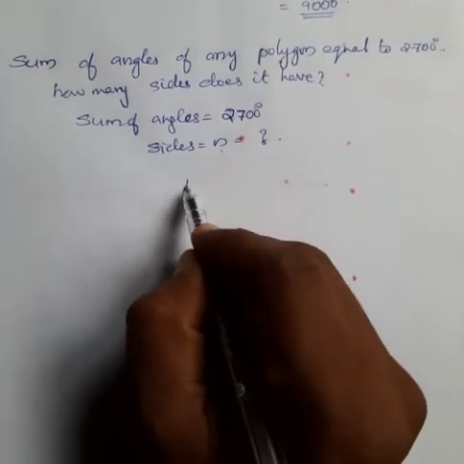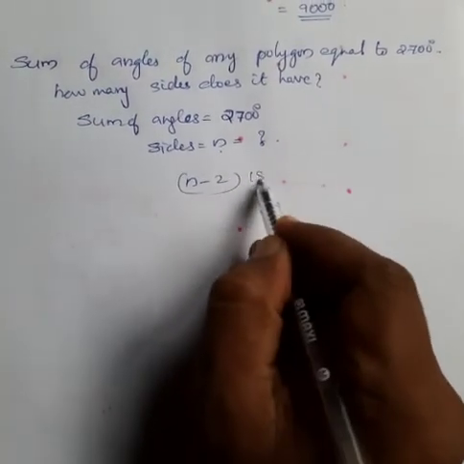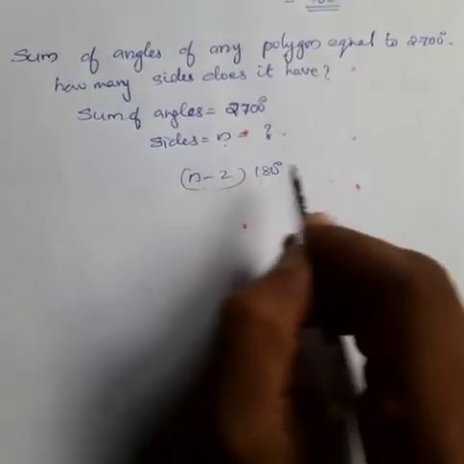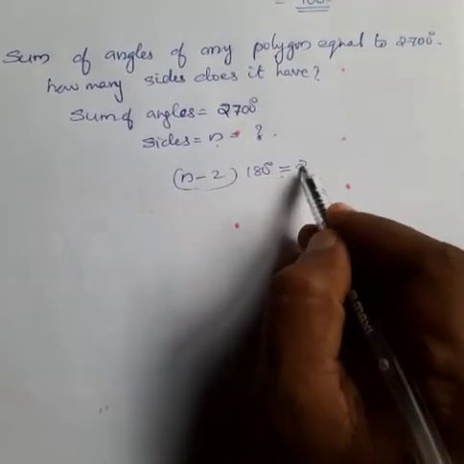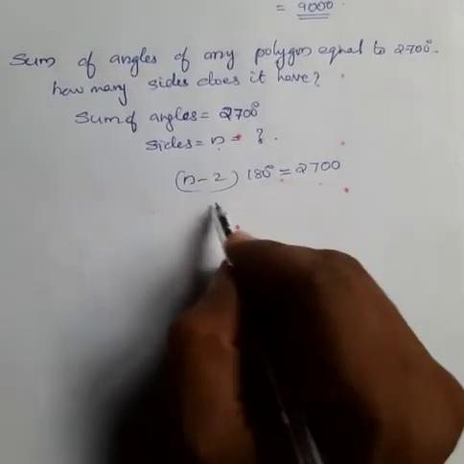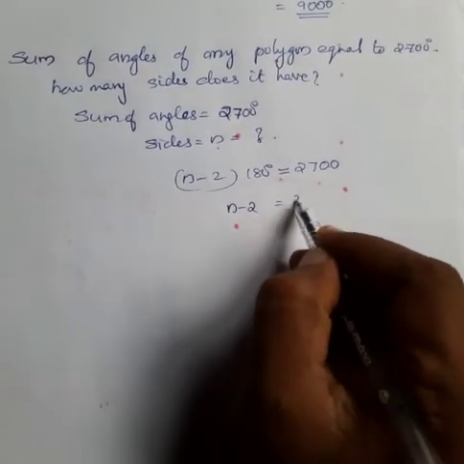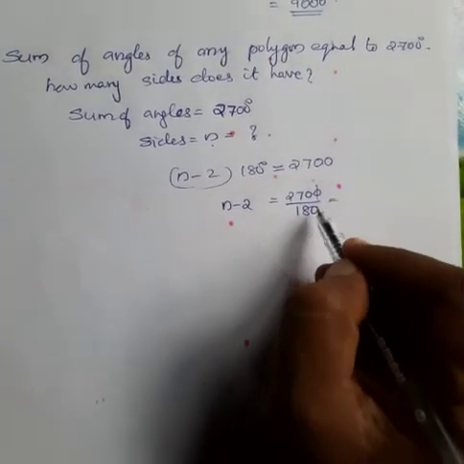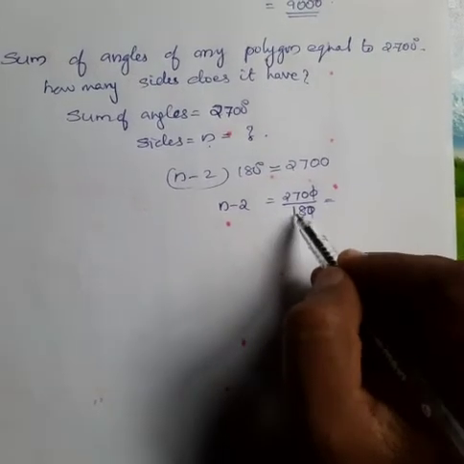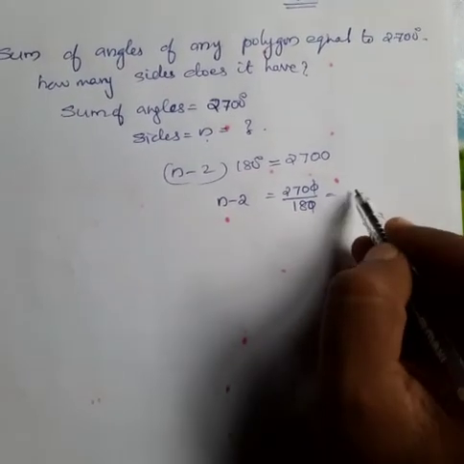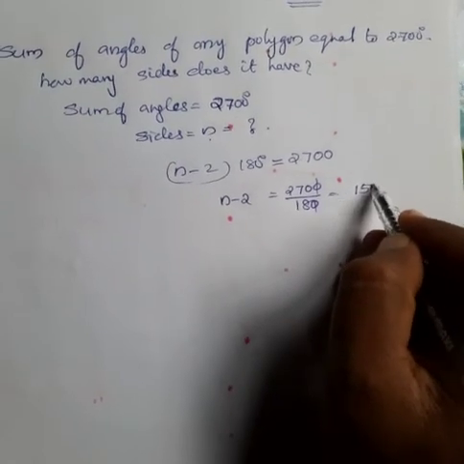So what is the common equation? N minus 2 into 180 is the common equation. And it is given as 2700. Sum of angles is 2700. What is n minus 2? N minus 2 is equal to 2700 by 180. You have to divide it and find the answer. So n minus 2 we are getting as 15.